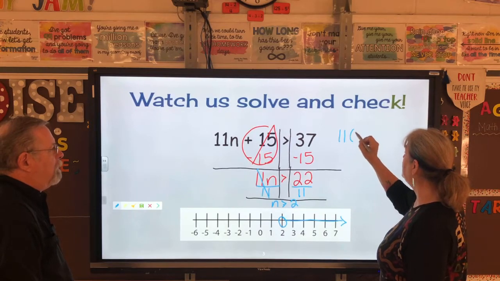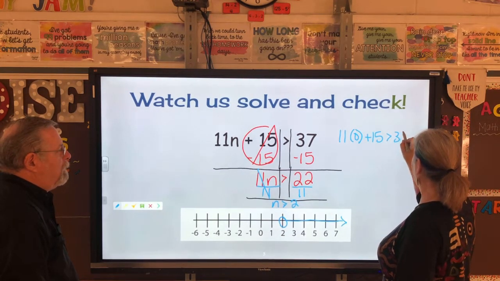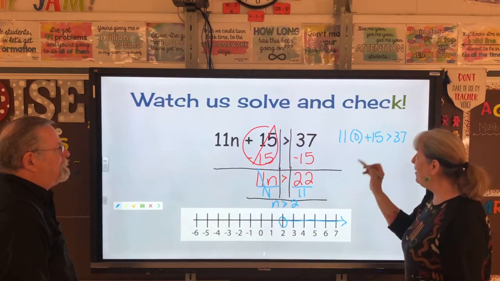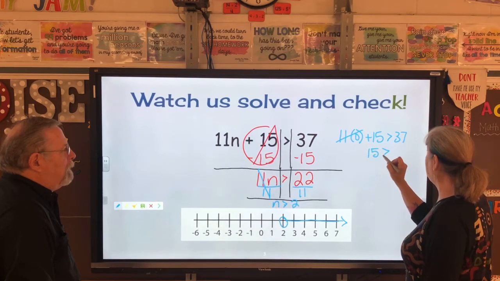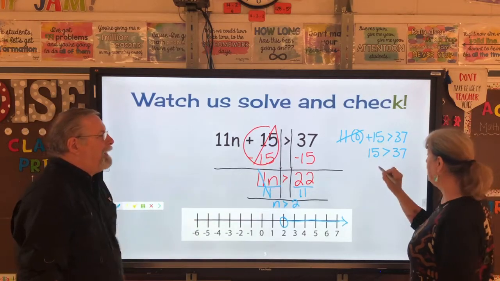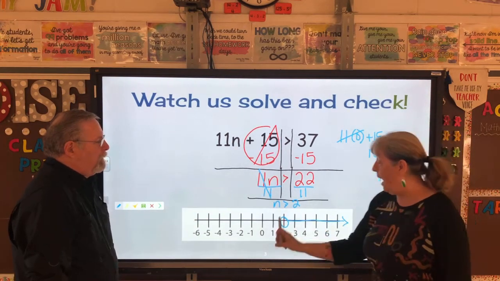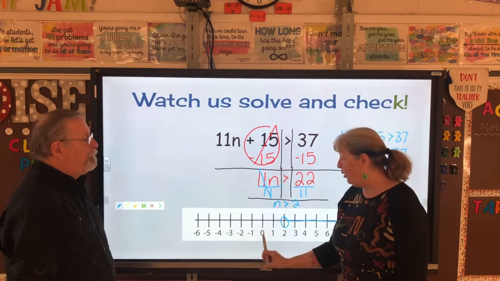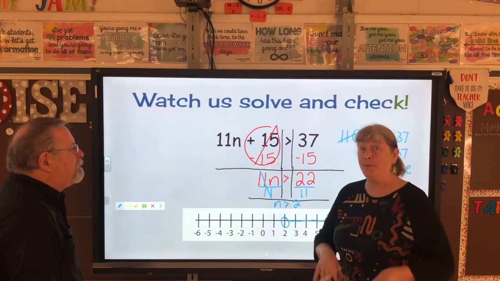So 11 times 0 plus 15 is greater than 37. 11 times 0 is nothing, 0. And 15 is just 15. Is 15 greater than 37? The answer is no. False. So that means 0 is not part of my solution set. There you go. And when I go here to the line, I see it is not part of it. That gives me a pretty good feeling.